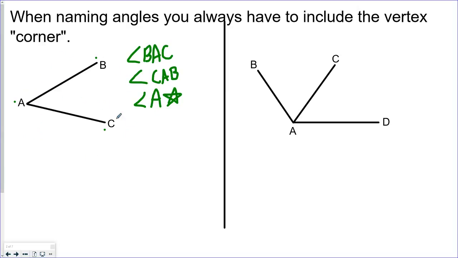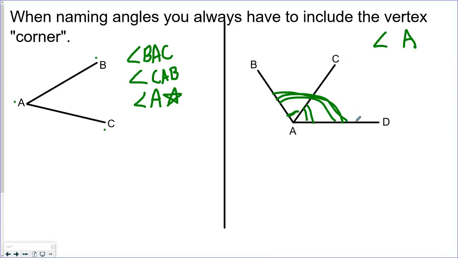When you have something like this, if I said I want to know what angle A is, then we have a problem, because angle A could be this angle, which is coming off of A, or it could be this angle, which is coming off of A, or it could be this entire big angle right here, which is also coming off of A. So I'm not sure which angle A you're talking about if you just say angle A, which is why you can't.